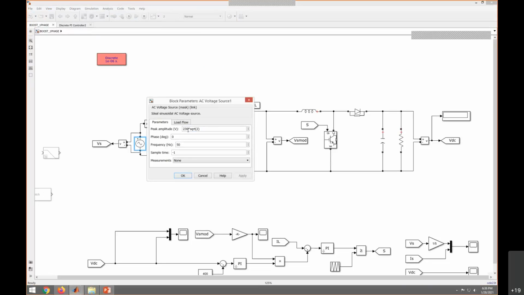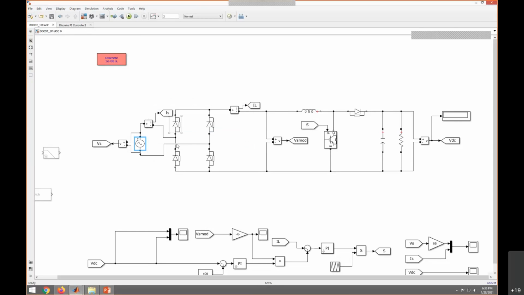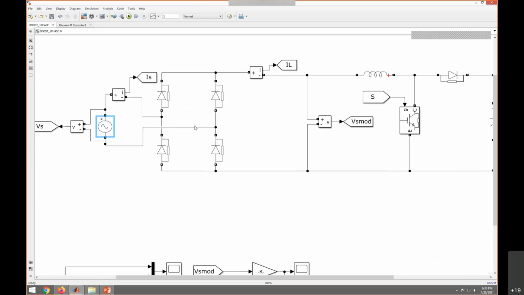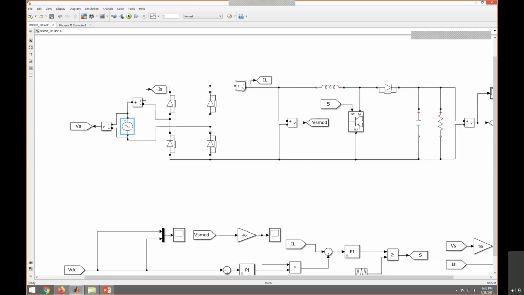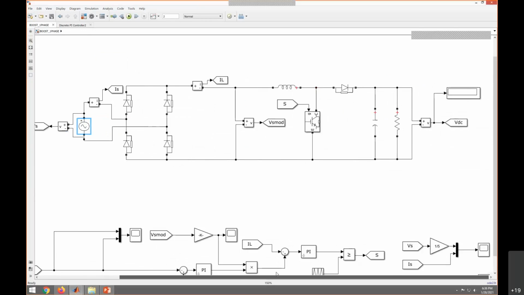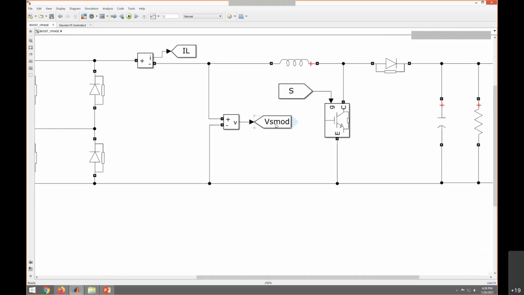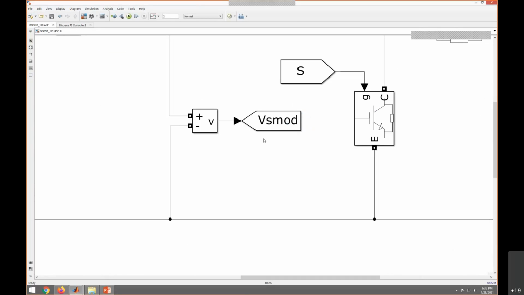I designed this as 230 into square root 2, so we need to give the peak value. After that we have this diode bridge rectifier. Here I'm measuring the source current, and here also I'm measuring the inductor current, and also the output voltage of this diode bridge rectifier. I assume this is Vs mod. So I think this is visible, right? This is Vs mod.